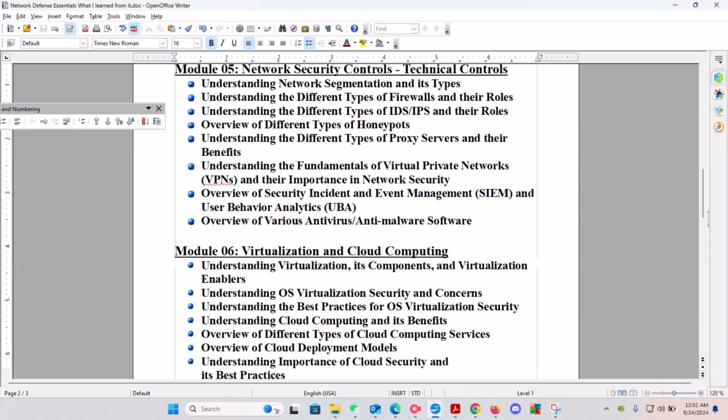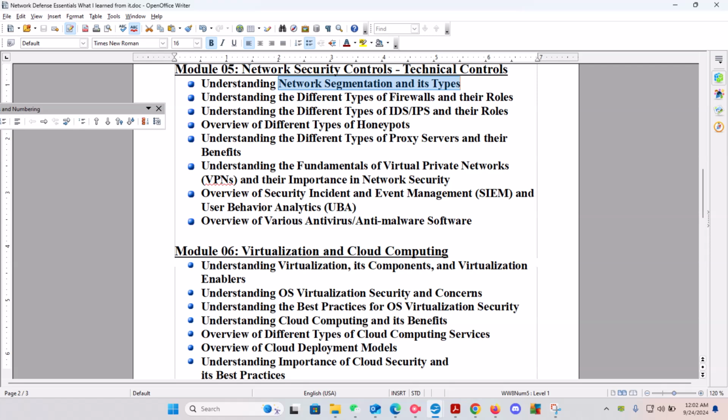Now with Module 5, we're talking about network security controls as it relates to technical controls. Here are some key points that I learned from this module. First one is understanding network segmentation and its types. This refers to all the segments on the network and all of its types, what they are, where they are in the network, what they are in their function. It's important to understand that, and that's what I understood from this module.